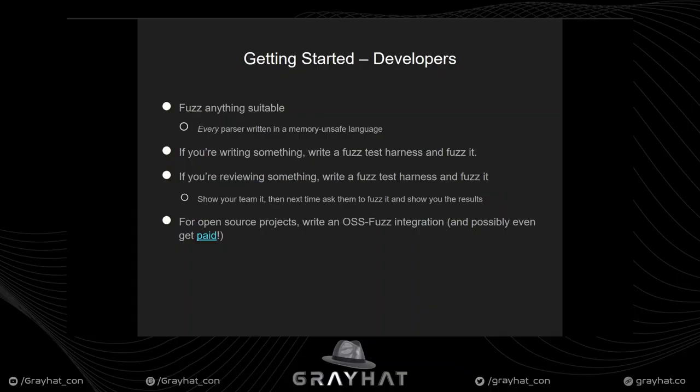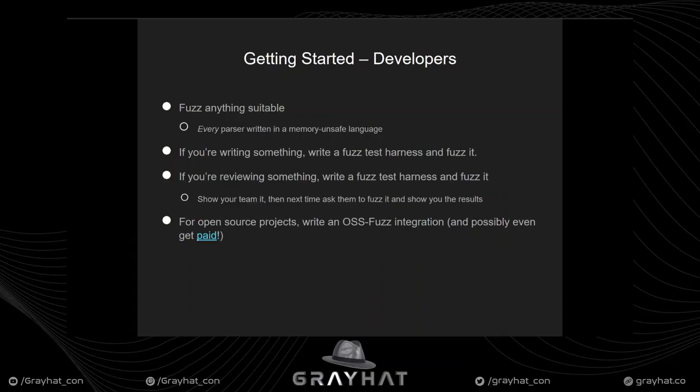OSS Fuzz is an initiative by Google which allows open source developers to utilize Google's massive compute infrastructure for free. And they run their own fuzzers on a large list of open source software. You can write an integration for open source software, whether it's your own or someone else's. You can submit a PR for someone else's software to integrate it with OSS Fuzz. And if they find bugs, they'll report them into your issue tracker and you can fix them.